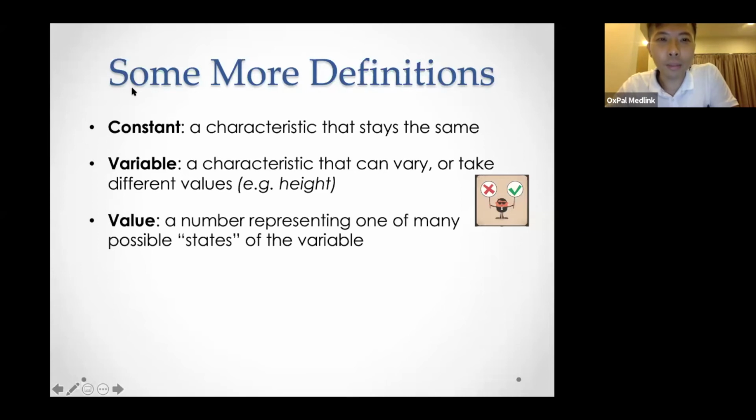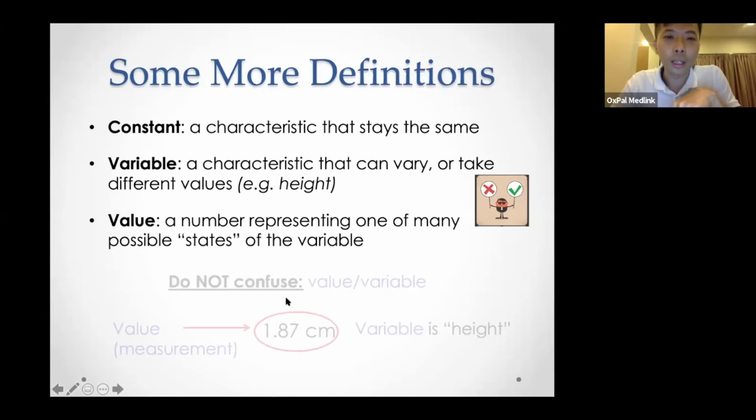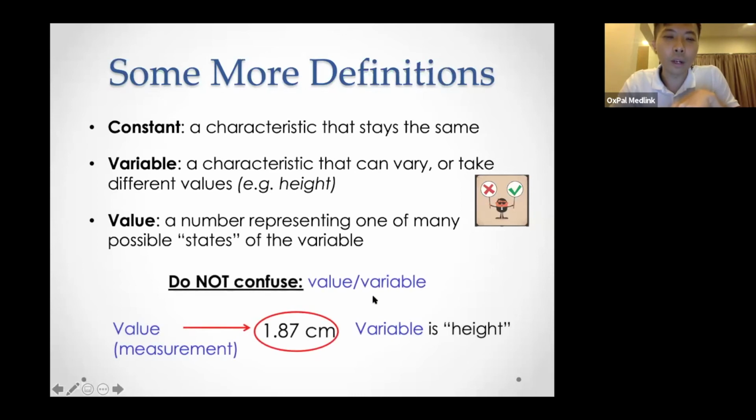This might be confounded with other definitions. The value is a number. It's not like human height. It's a number representing one of the possible states of the variable. So human height is a variable, but 170 cm is a value of human height. Do not confuse value and variable. So the value is 1.87 m and the variable is height. Great.